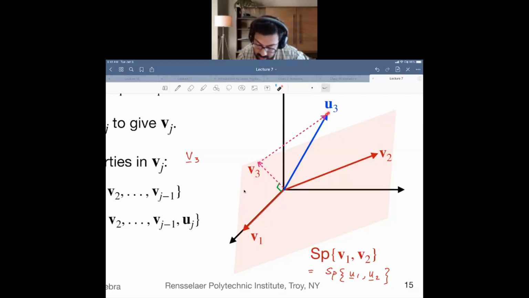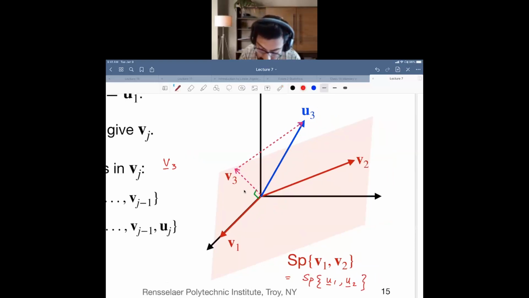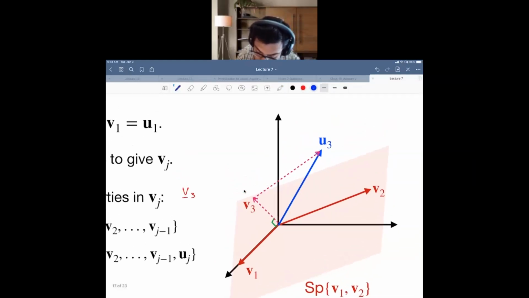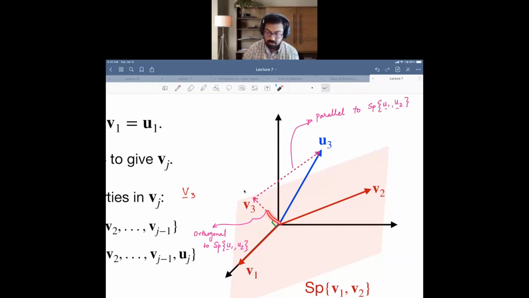So what I'll do is, I will have u3, I will have a vector over here that is coming out of that plane, and something that is parallel to the plane. So this one is going to be, let me do that in pink here, parallel to the subspace, the span of u1, u2, and this guy will be orthogonal. So this is my orthogonal to the plane here, and this guy is going to be parallel to that plane. So I've got two vectors that make up u3, something that is perpendicular and something that is parallel.